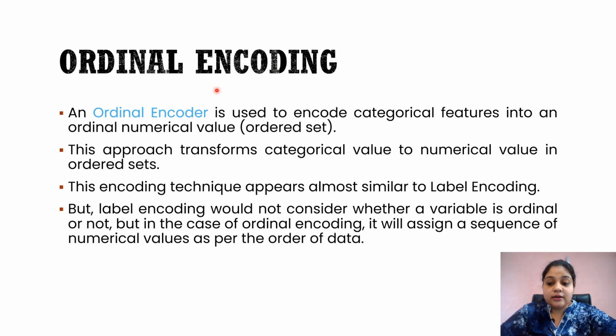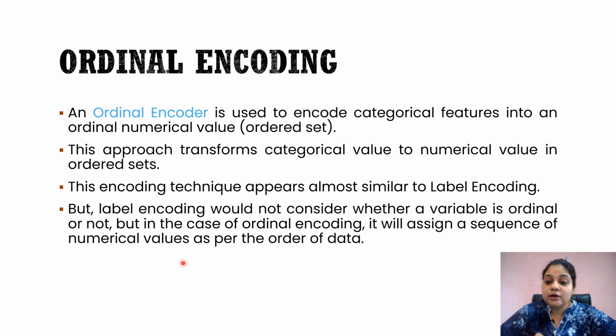So ordinal encoding. Ordinal encoding is basically used to convert categorical features into numerical values. But if the categorical feature is of ordinal value, then only we can apply ordinal encoding. Now you must be thinking, what is ordinal? So let's take up a very simple example.